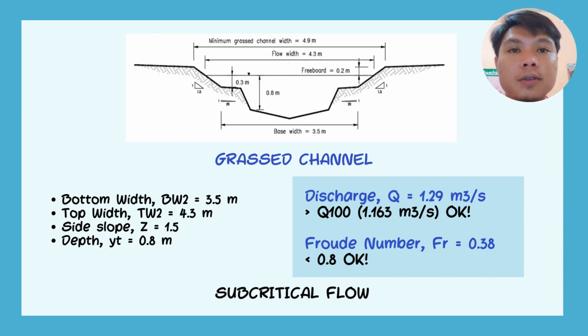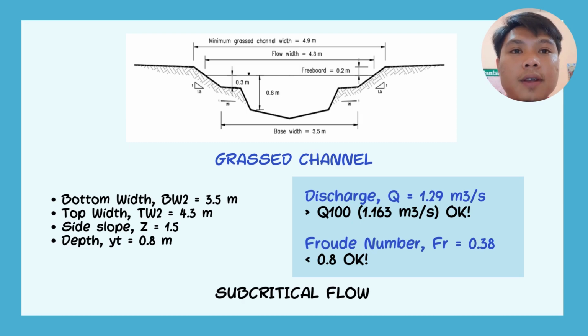Okay, next proceed to the grass channel design, where the bottom width we use 3.5 meter, top width 4.3 meter, side slope Z 1.5, and depth 0.8 meter. So for the discharge, we get 1.29 meter cube per second, which is higher than our Q100, 1.163 meter cube per second, and it is okay.